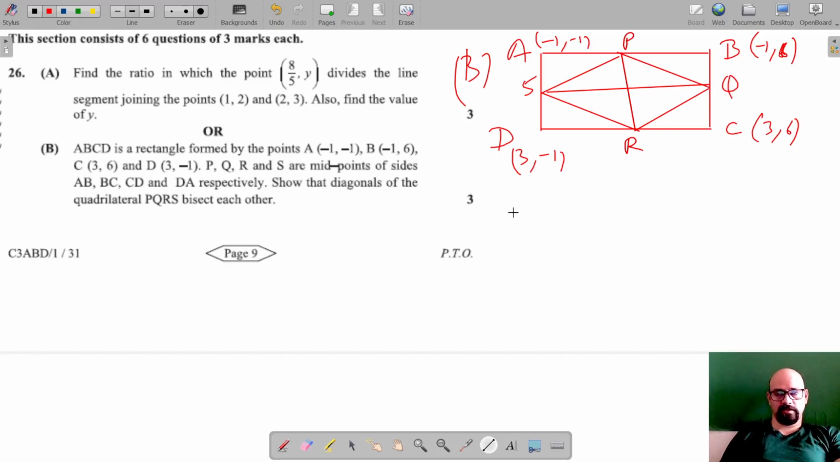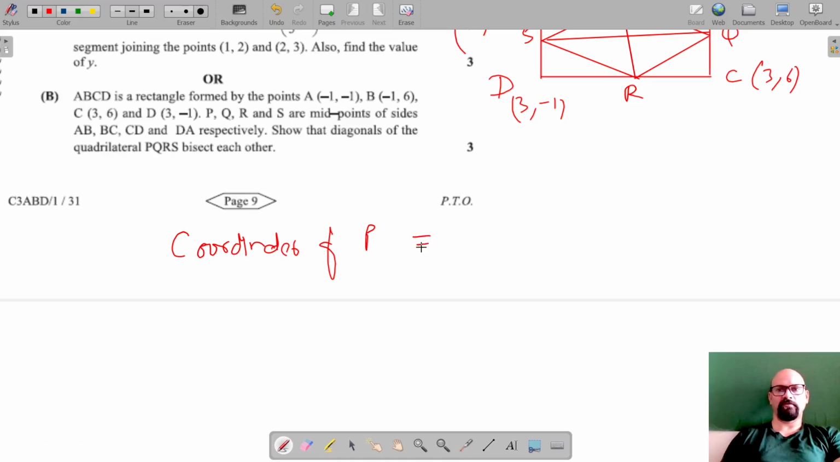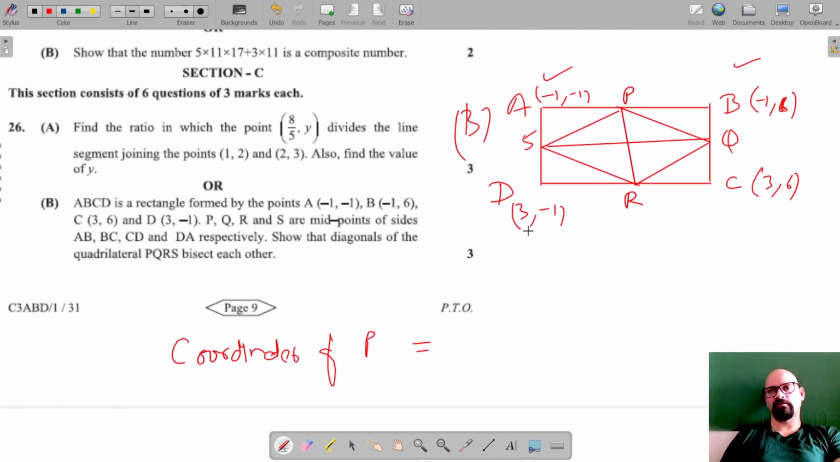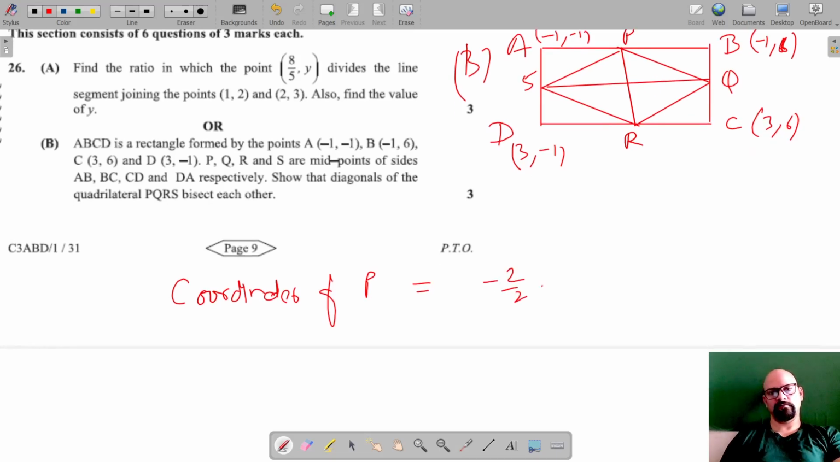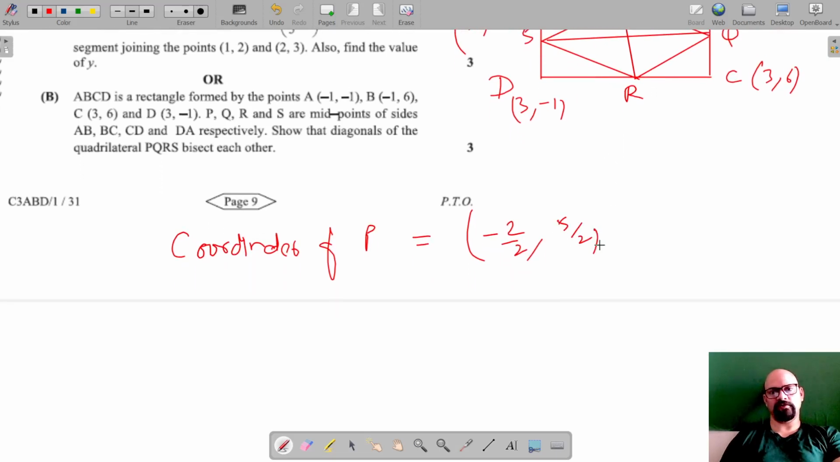Okay, now let's find out the coordinates. First of all, let's find out the coordinates of P, Q, R, and S because these are the midpoints. So we are going to use the midpoint formula. I'm going to find the coordinates of P. So coordinates of P are (x1 plus x2) by 2. So -1 plus -1 is -2 by 2, and -1 plus 6 is 5 by 2. So the coordinates are -1, comma 5 by 2.